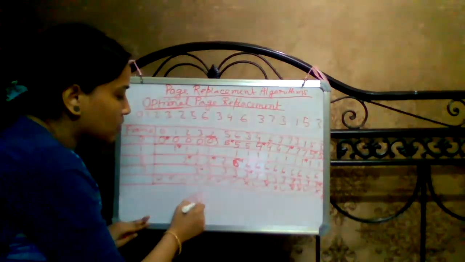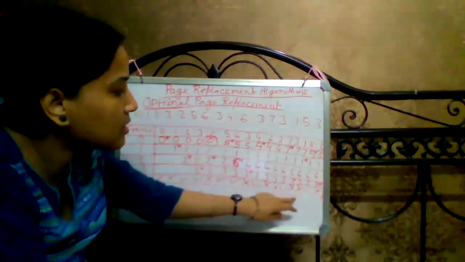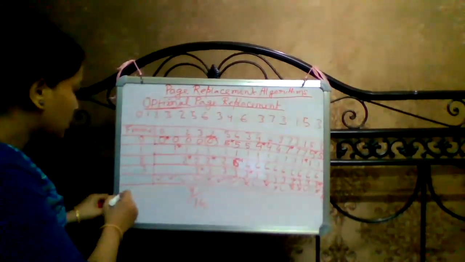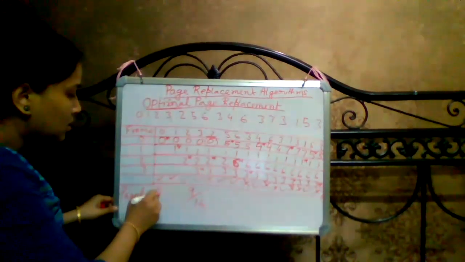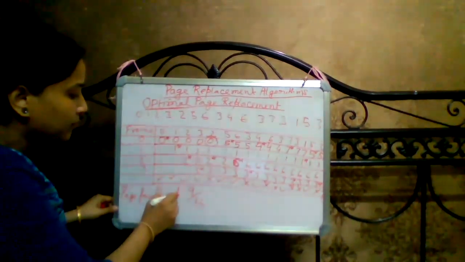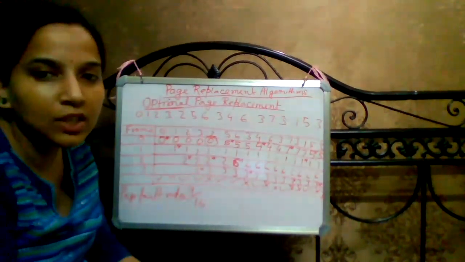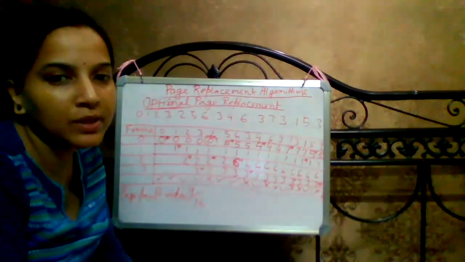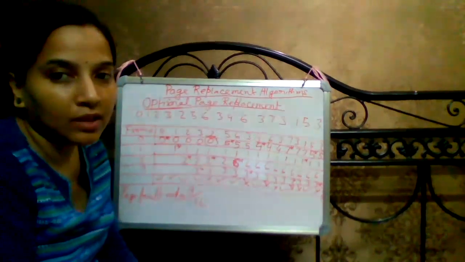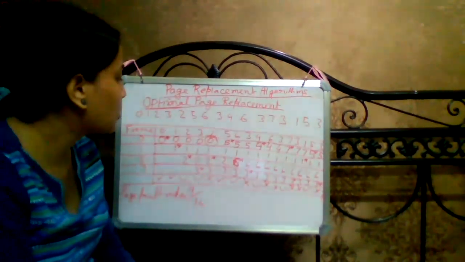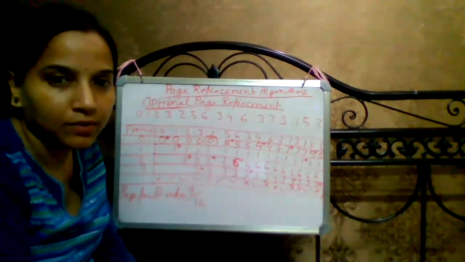15, 16. Sixteen in total. How many page faults occur? 1, 2, 3, 4, 5, 6, 7, 8, 9. So here the page fault rate is equal to 9 by 16. So basically optimal page replacement is better than the FIFO algorithm, because here the page fault rate is lower than the previous one.